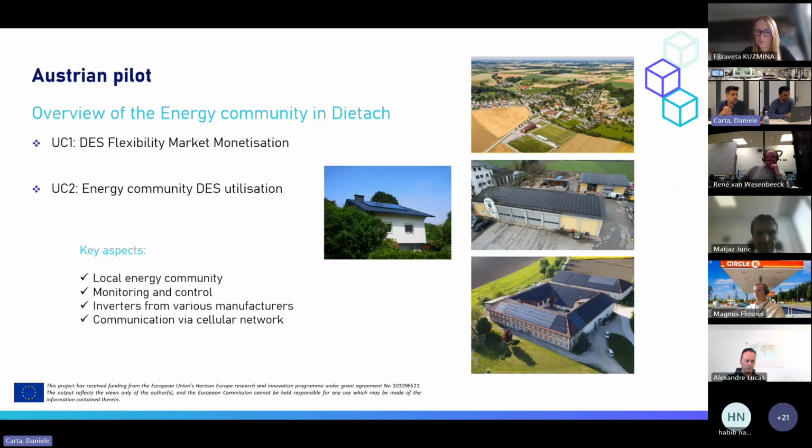So let's start with the Austrian pilot. Here we had 2 use cases. Use case 1, DES flexibility market monetization, and use case 2, energy community DES utilization. Here, as you can imagine by the names, the focus is on local energy communities, and in particular here the partner implemented the InterSTORE development in the context of a local energy community in Austria, in order to provide services and maximize the benefits associated to an optimal energy usage within the community.